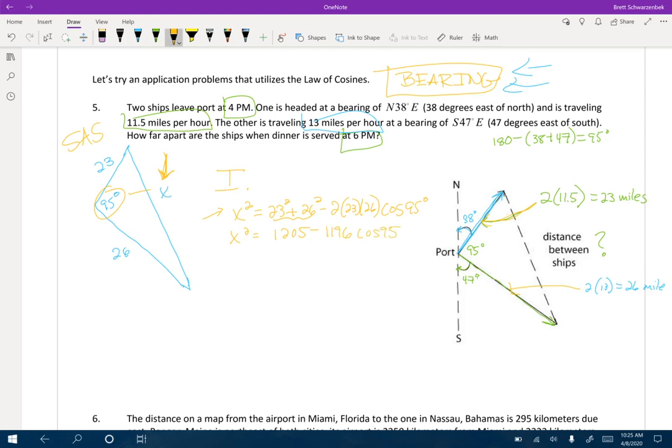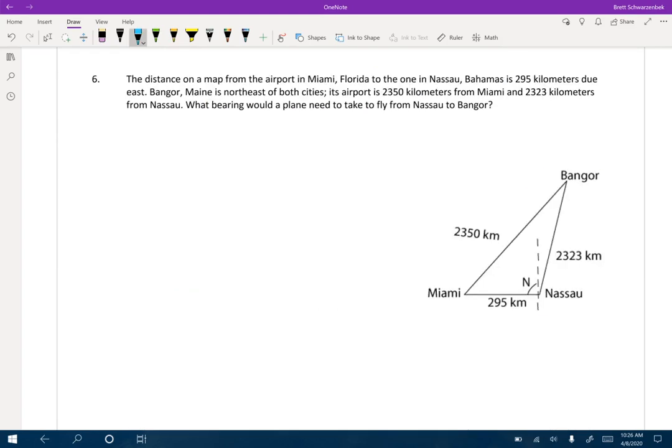So remember, you cannot put these two together. That is illegal. So if you want to do this all in one step, you can do x is equal to technically plus or minus, but we know it's not going to be minus, the square root of 1205 minus 1196 times cosine of 95. Use the parentheses on your calculator, and you will end up with 36.2 miles as the answer to the problem in terms of how far the ships are apart after they run these routes. Okay, let's try the last problem here.